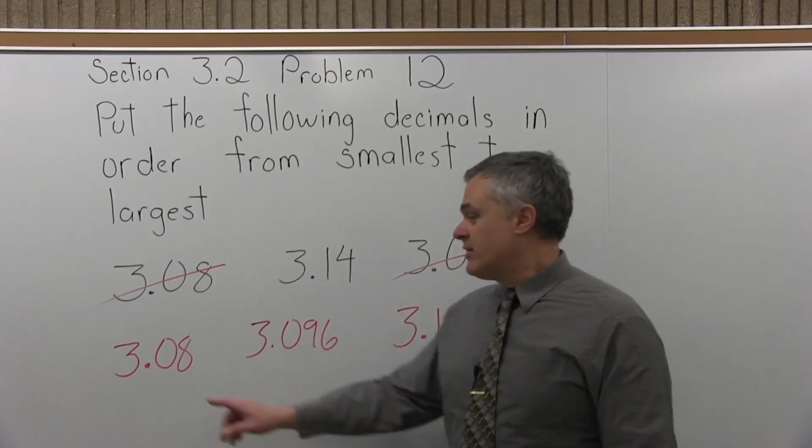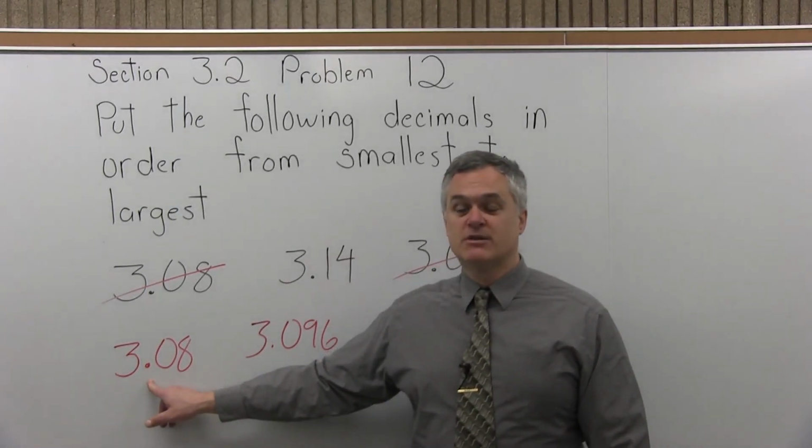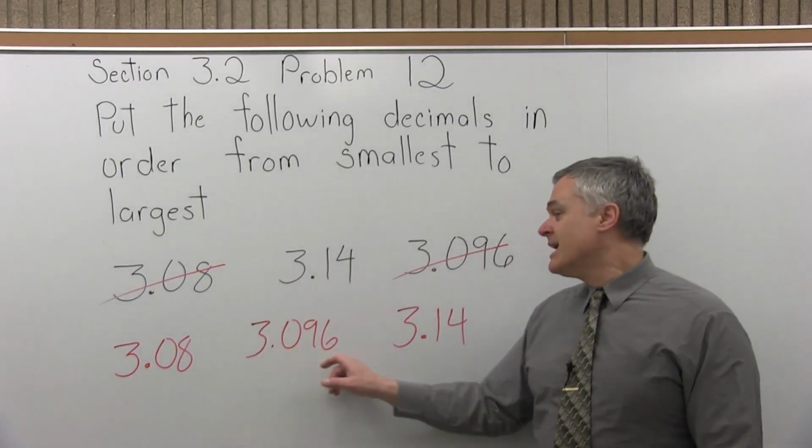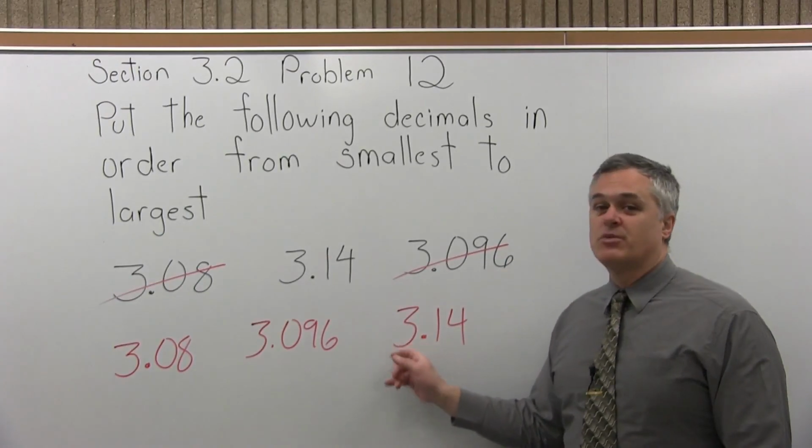So the list in order is first the smallest, 3.08. The next one bigger than that is 3.096. And the largest one from the list is 3.14.